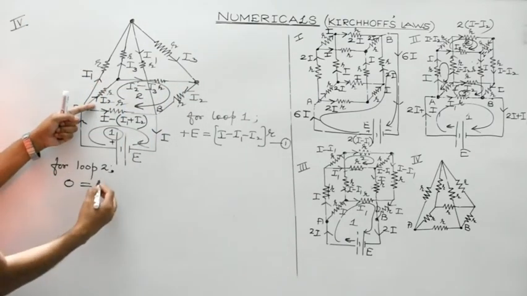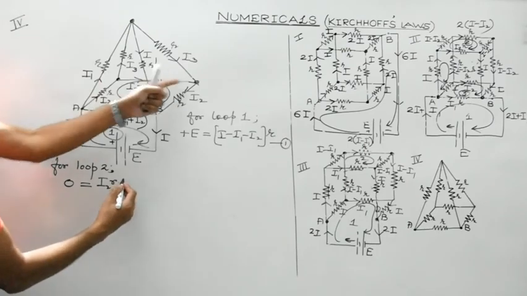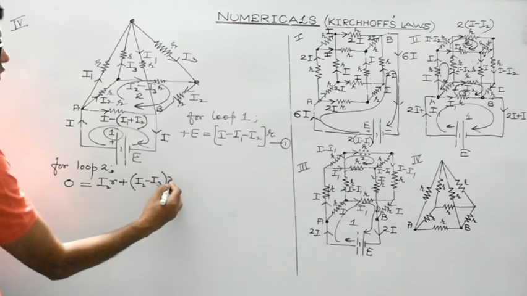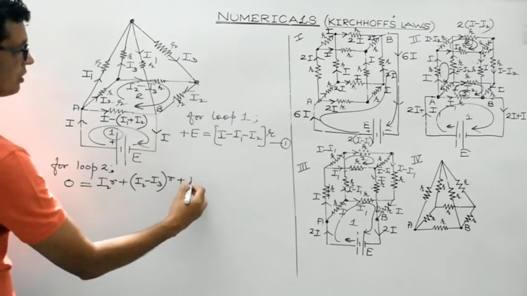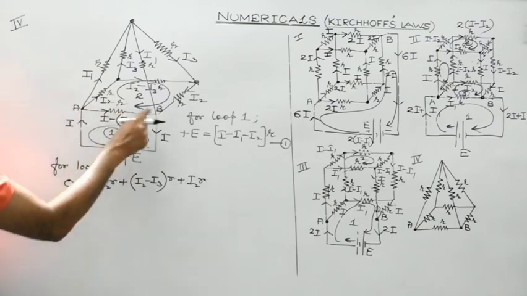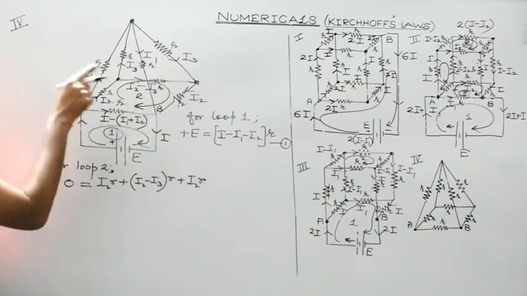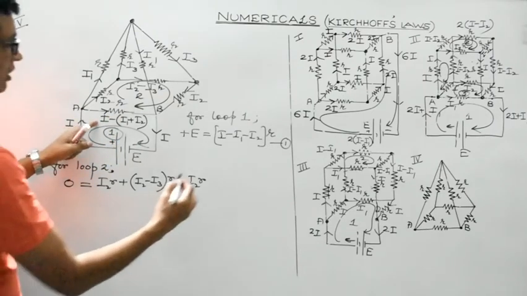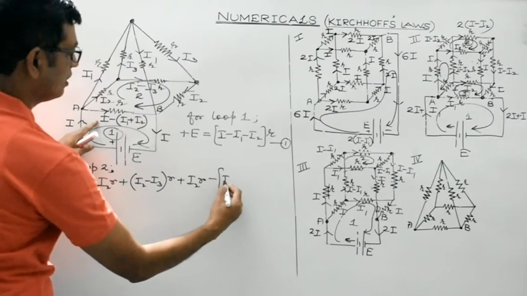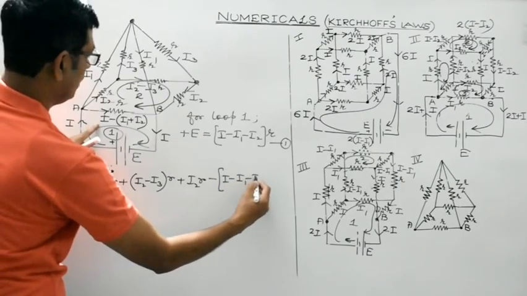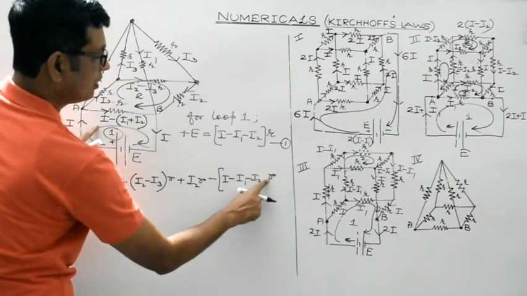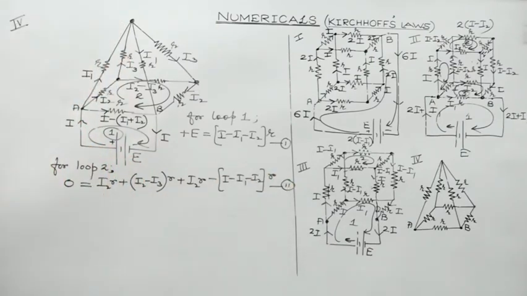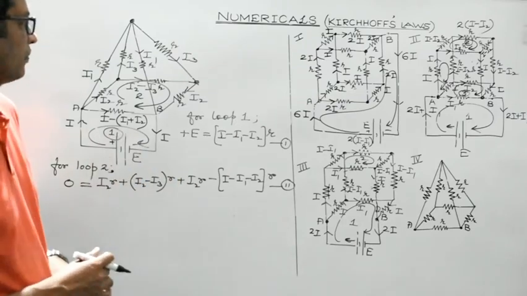So over here it will be plus I2R. Over here it will be plus I2 minus I3 into R. Over here it will be again plus I2R. And in this branch, the loop is measured from B to A, but the current is flowing from A to B. So this current is to be assigned a negative sign. So it will be minus I minus I1 minus I2 into R. So students, this is equation number 2. This is the second equation.